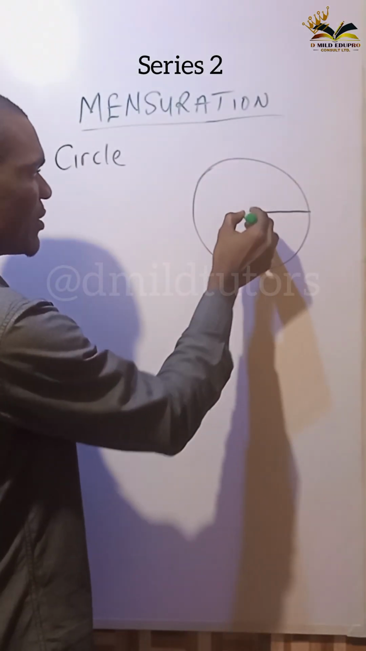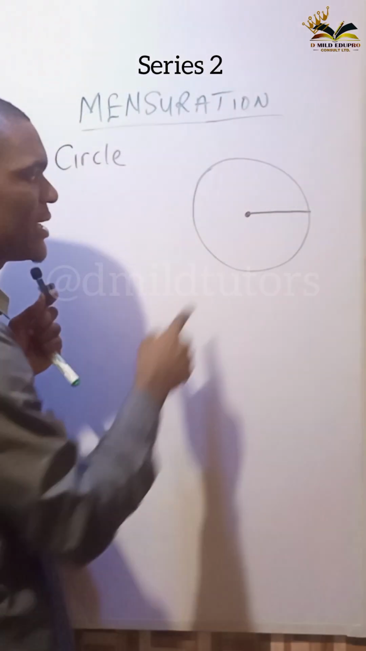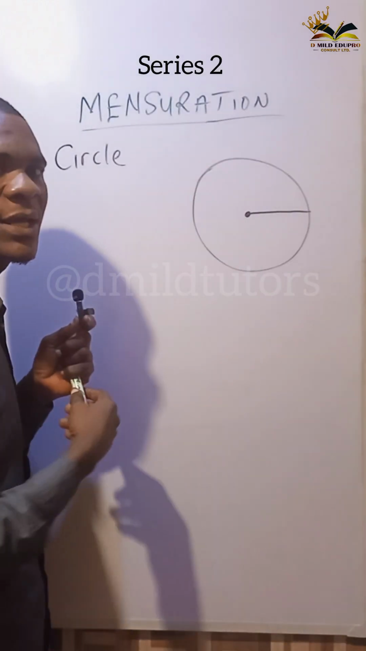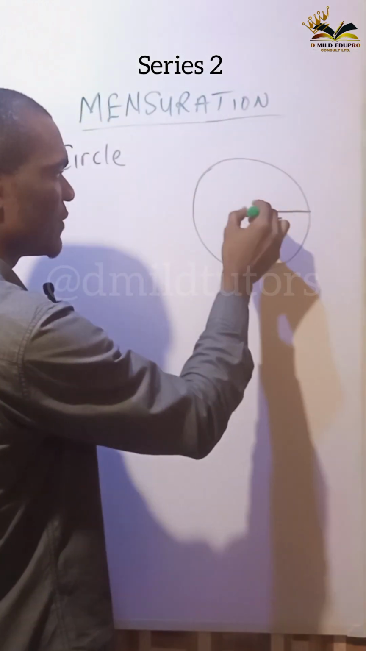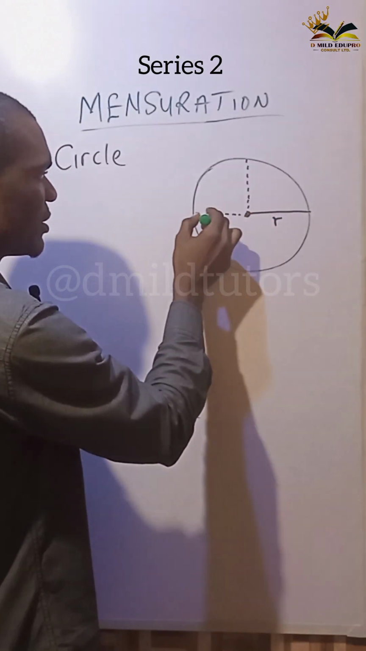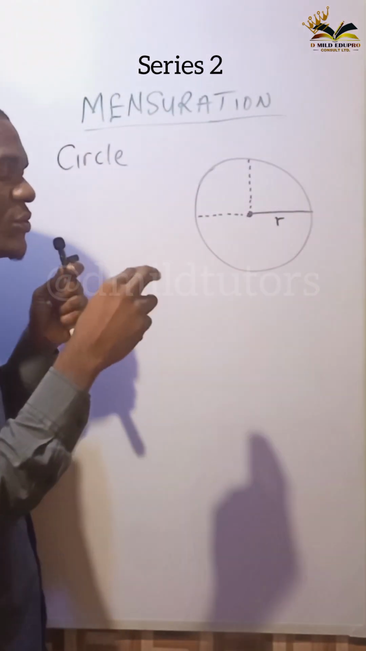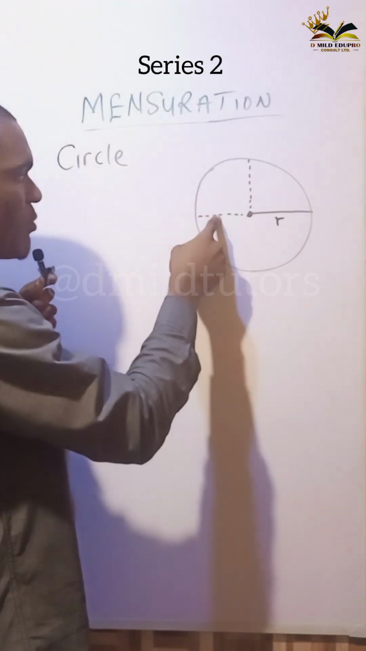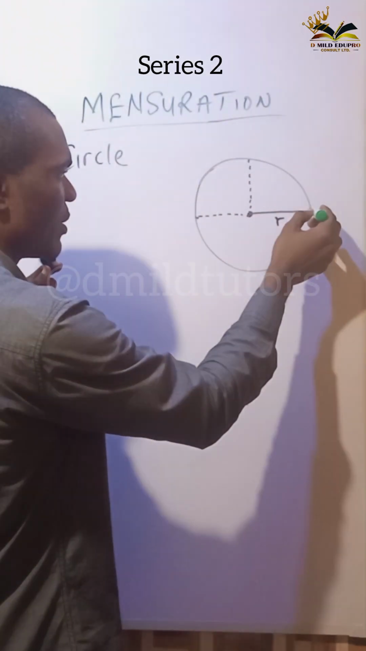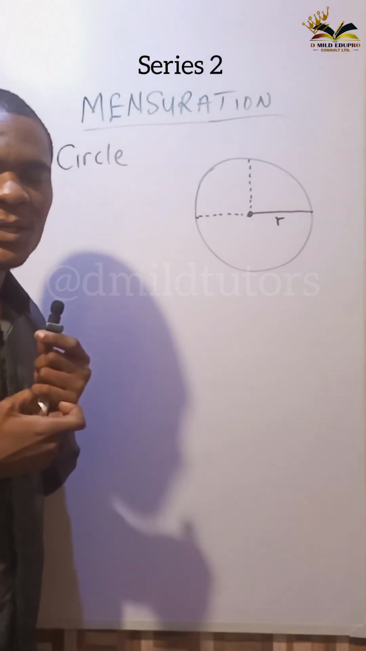This point here is called the center of the circle, and any line from the center of the circle to any part of this circumference is called the radius, which means from this point to this point is also a radius. This point to this point is also a radius. When you have two radii, it's called diameter. That is 1 and this line from this point to this point is called a diameter.